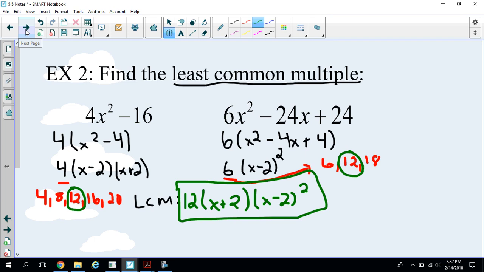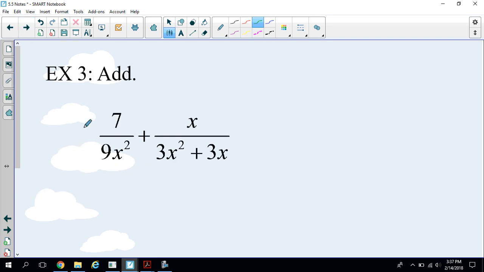Okay, now let's use that information to add our rational expressions. So here we have 7 divided by 9x squared plus x divided by 3x squared plus 3x. Now the first thing we need to do, so this is number 1, we're taking this step by step, is we need to factor the denominators. Only the denominators, okay? Because later on we'll deal with the numerators. So factor den, and den means denominator here.